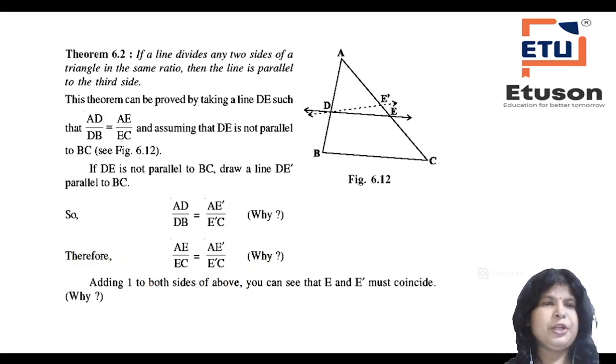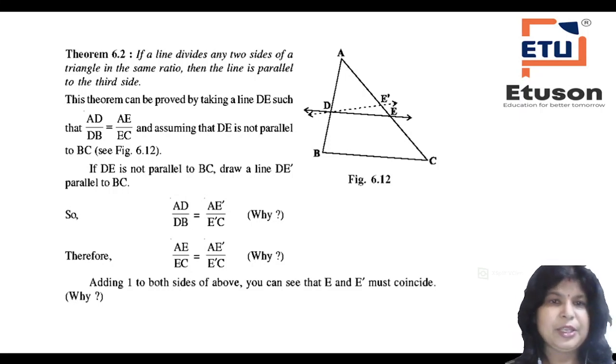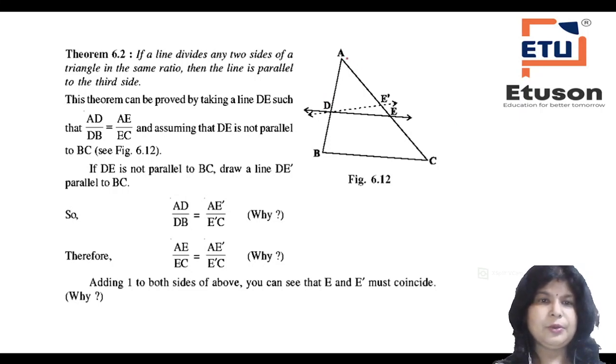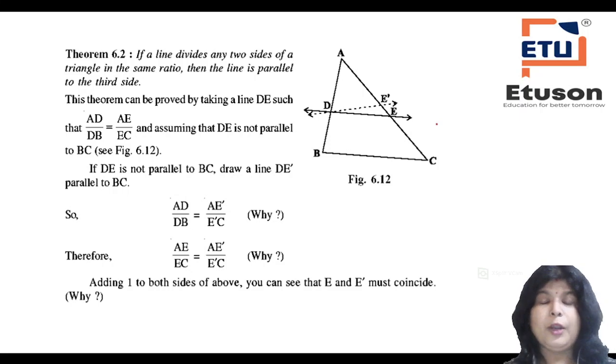So theorem 6.2. If a line divides any two sides of a triangle in the same ratio, then the line is parallel to the third side. Okay, so this theorem can be proved by taking a line DE such that AD by DB is equal to AE by EC. So what you have done, just arbitrarily you have drawn DE, such that while drawing the line DE, you have to maintain the ratio. What is that ratio? AD by DB is equal to AE by EC. So now you don't know that DE is parallel to BC. It may not be parallel.